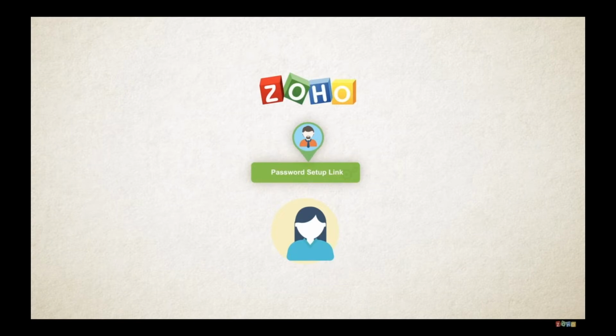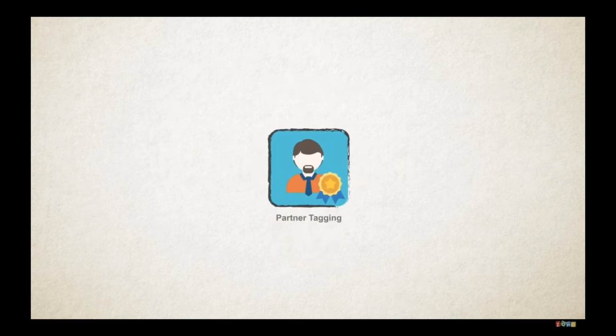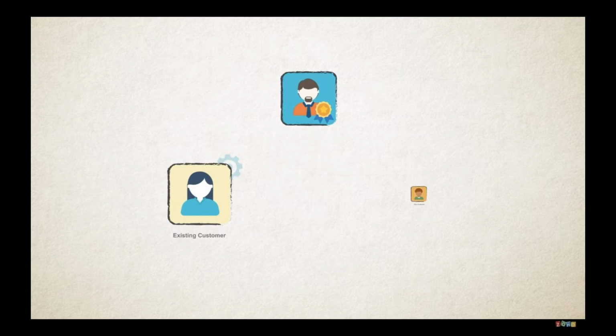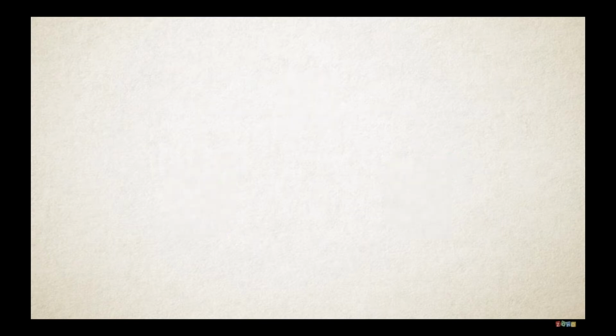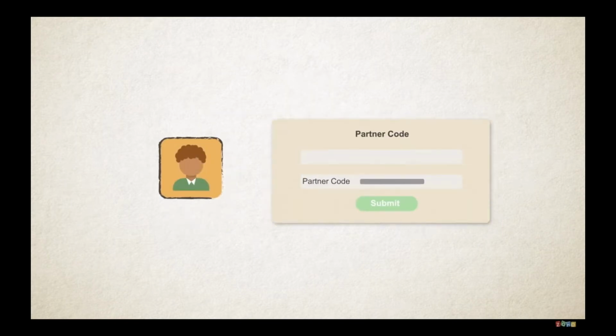And finally, there's the partner tagging process. Partner tagging is applicable when a partner starts working with an existing or a newly signed up Zoho customer. You can simply ask your customer to add your unique partner code in their payment and subscription page for the Zoho services they need. But before that, let's see how to set up your unique partner code.